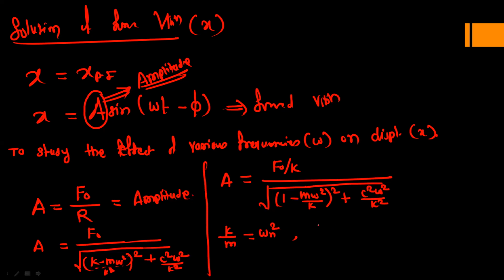And this value, c omega upon k, we can simplify. This is c upon cc, just divide and multiply by the critical damping constant, so cc into omega upon k. So this is the damping ratio, which is zeta. And cc, this value, is nothing but 2m into omega n, and into omega upon k.